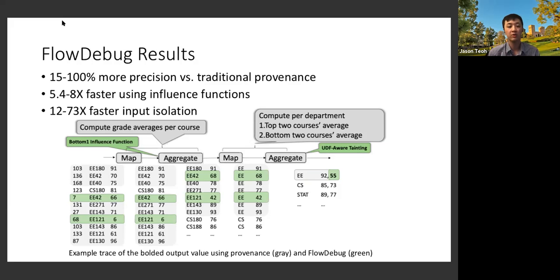The overhead when we were using UDF-aware tainting was actually a little more complicated, so that's discussed both in the paper and the recorded presentation. I'd be happy to answer any questions about that as well.